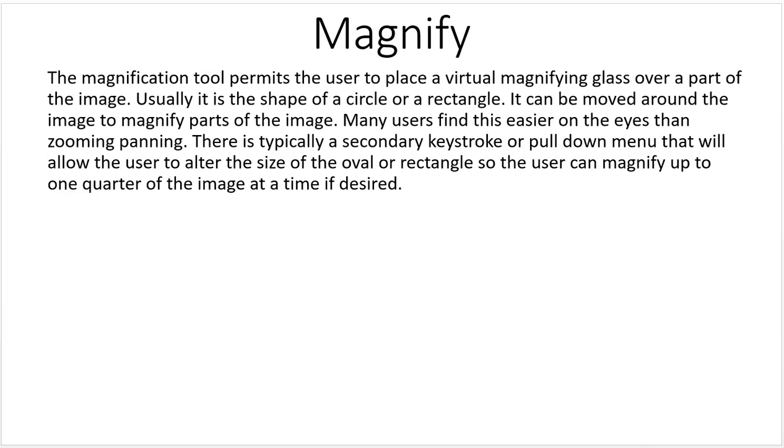Magnify. The magnification tool permits the user to place a virtual magnifying glass over a part of the image. Usually it is the shape of a circle or a rectangle. It can be moved around the image to magnify parts of the image. Many users find this easier on the eyes than zooming and panning. There's typically a secondary keystroke or pull-down menu that will allow the user to alter the size of the oval or rectangle so the user can magnify up to 1/4 of the image at a time if desired.